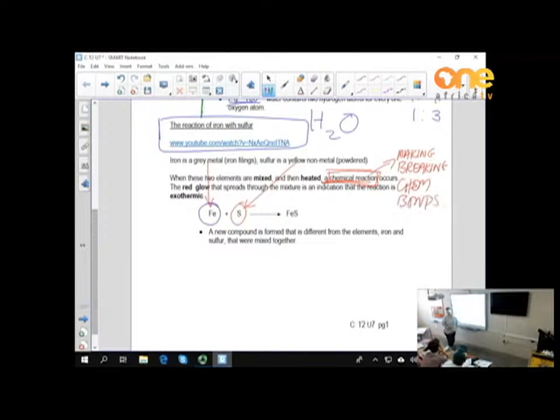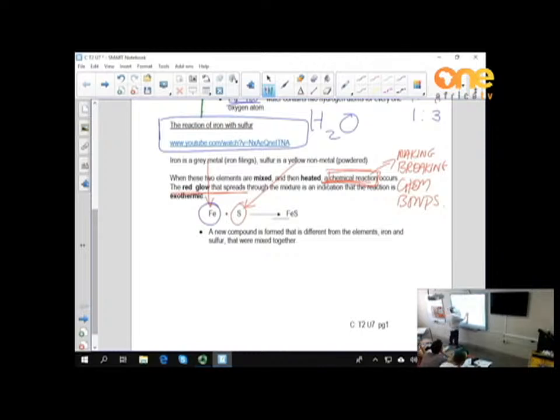Very important. A chemical reaction implies the making and/or breaking of chemical bonds. So, starting off, they tell us that there is a red glow that spreads through the mixture. An exothermic reaction is one that gives off energy. The energy is normally in the form of heat, or we can see it as light, or it can be sound. Okay, chemical reactions mostly give off heat or light.